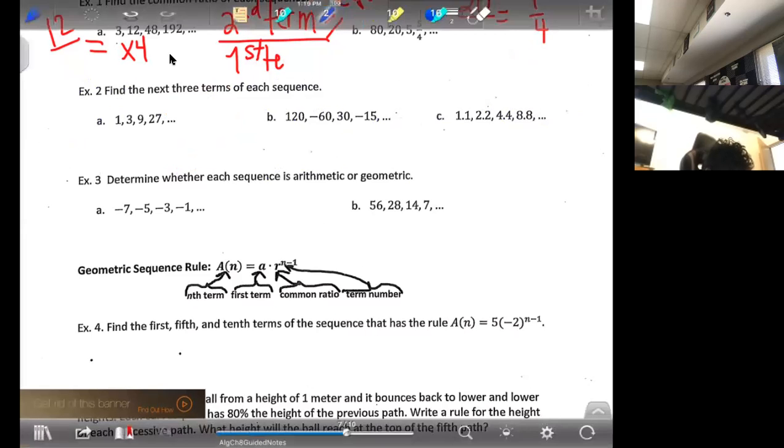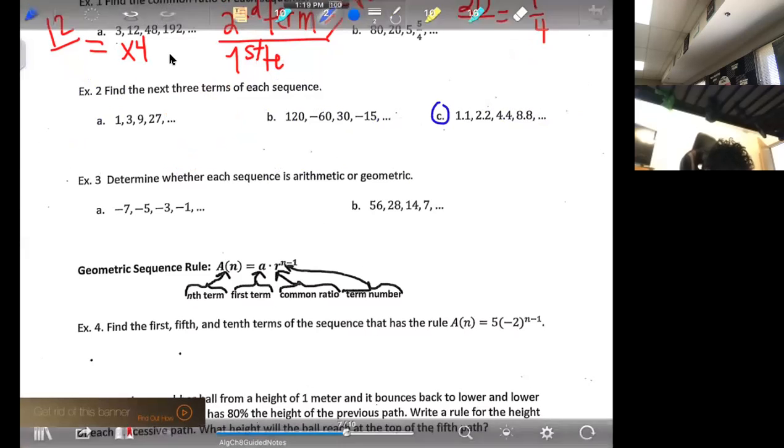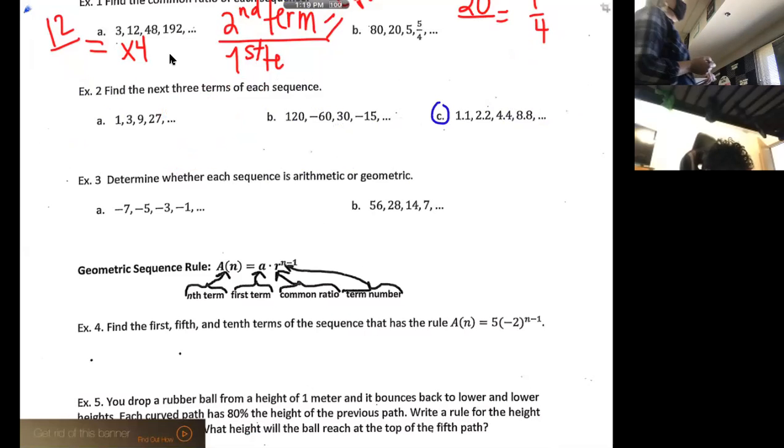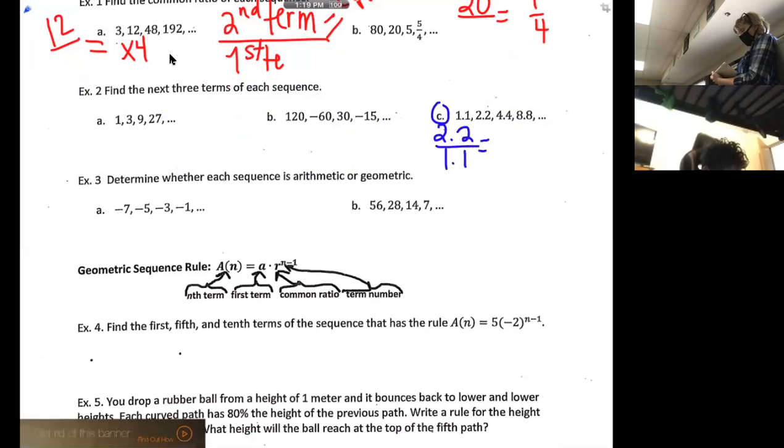Okay. So now we have 1.1, 2.2, 4.4, 8.8. What is my common ratio? Yes, Abby. Well, what's 2.2 divided by 1.1? It's just 2, because you double 1.1 and you get 2.2. Okay, so our common ratio is 2.